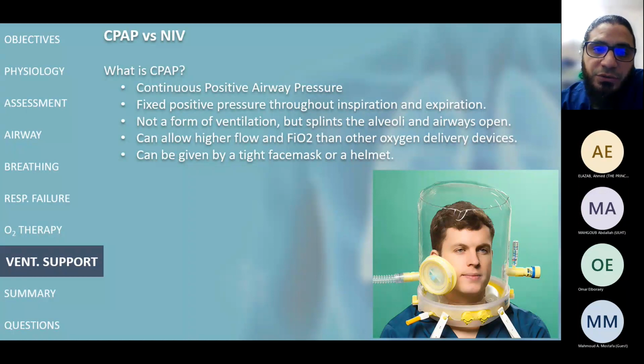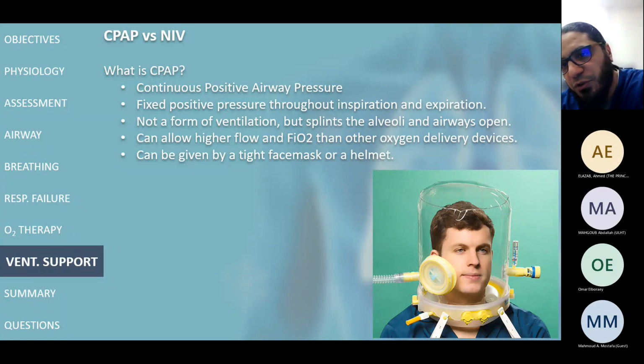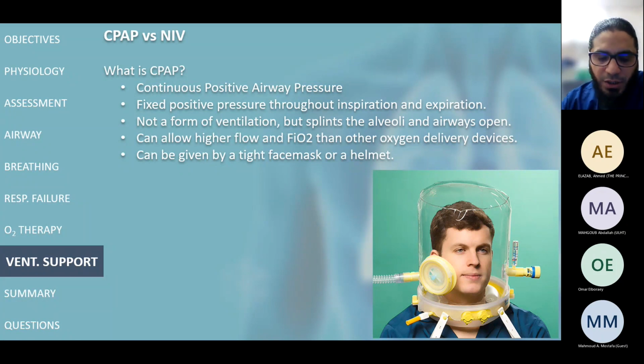Some authors don't include this support as part of ventilatory support because the pressure given is mainly driven by the high flow. It's not really a pressure, and it's only splinting the alveoli and the airway open. But CPAP can allow you to give very high flow to the patient with very high FiO2, and it can be given either by a tight mask over the face, nose and mouth, or with this helmet in the picture, as you can see.